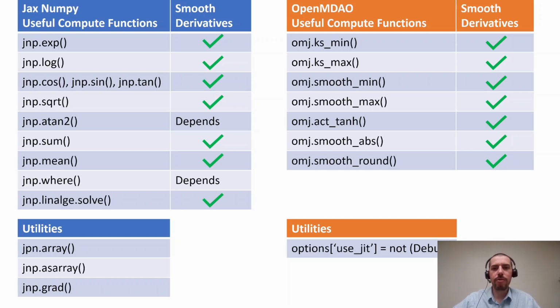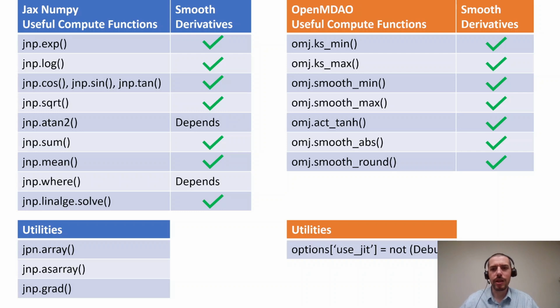Last but not least, for utilities on the OpenMDAO side, we have the options. This is an option you can declare in setup. This is the option use_jit equals not debug. And the way that that's going to work is essentially you can turn debugging on and off by setting that to true or setting your debug flag to false. And in that case, you can just use regular Python print statements, which is my preferable way to debug. It makes things simple and easy.